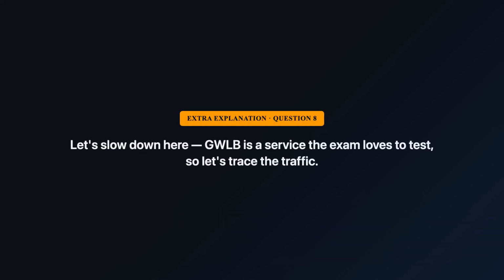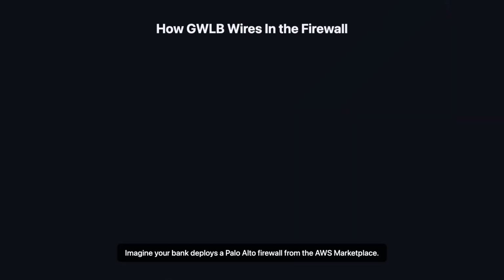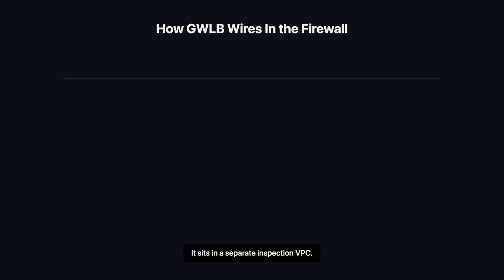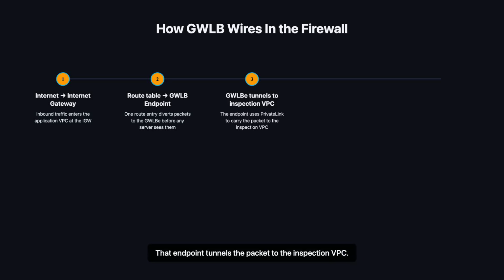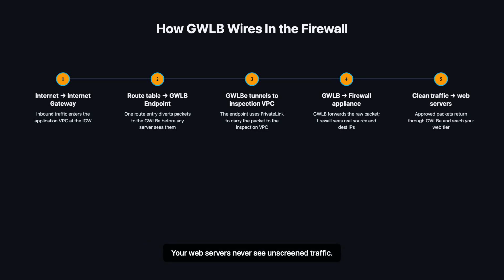Let's slow down here. GWLB is a service the exam loves to test. So let's trace the traffic. Imagine your bank deploys a Palo Alto firewall from the AWS Marketplace. It sits in a separate inspection VPC. The question: how do packets reach it before hitting your web servers? That's what Gateway Load Balancer, GWLB, was built for. Traffic hits the internet gateway. A single route table entry redirects it to a GWLB endpoint. That endpoint tunnels the packet to the inspection VPC. GWLB hands it to the firewall, which inspects and returns it. Your web servers never see unscreened traffic.